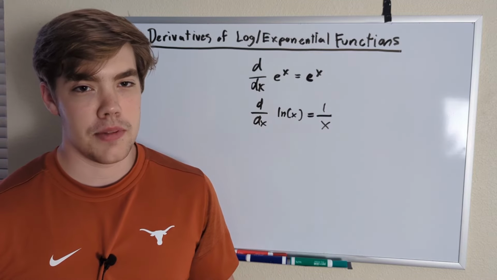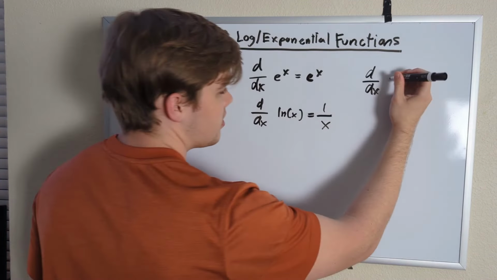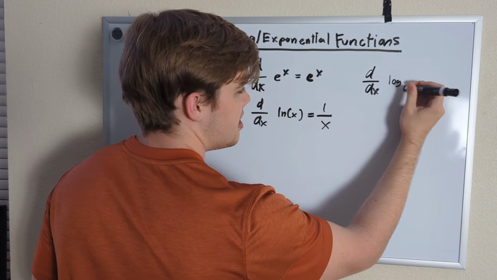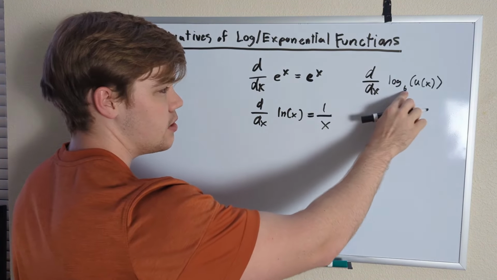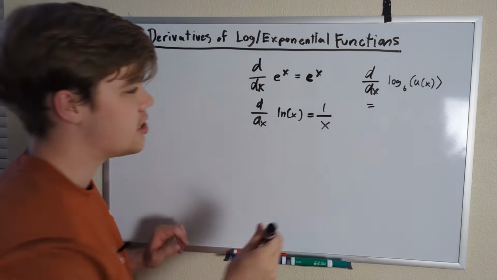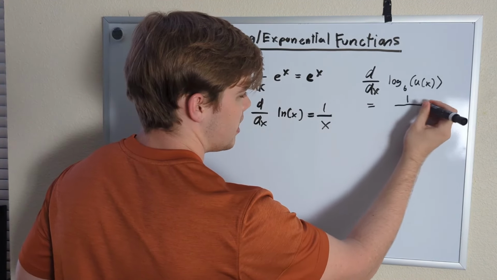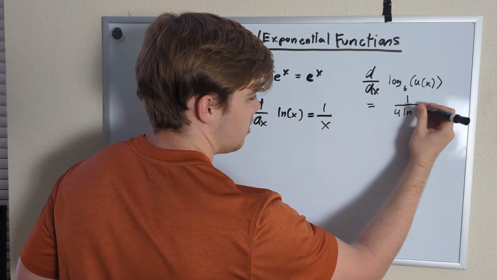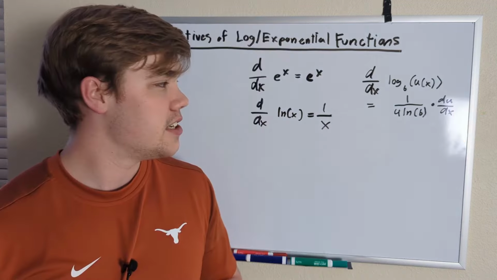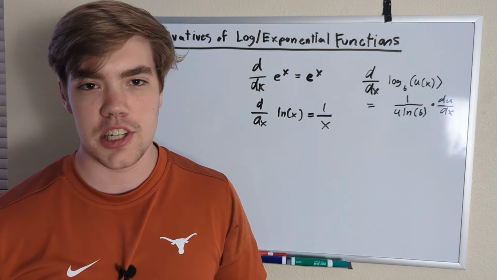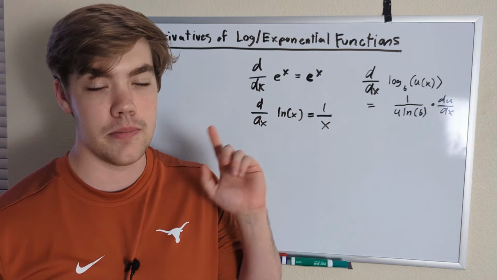Now for the slightly more complex derivatives. The derivative of a log function, such as log base b of u of x, with u being a function of x, and b just being whatever base you're working with, is equal to 1 divided by u times natural log of b times du dx. Essentially, this rule is a very specific version of the chain rule, and if you don't know what the chain rule is, you can check out my video about it here.